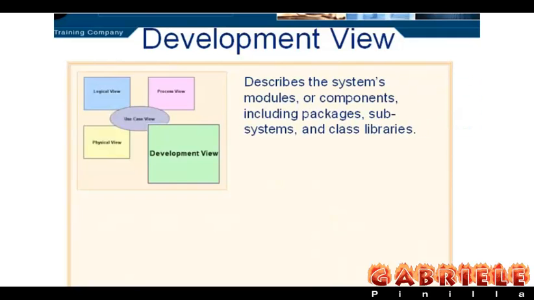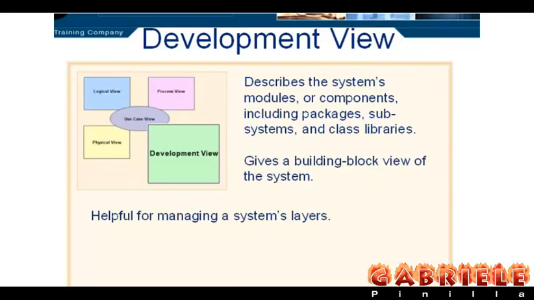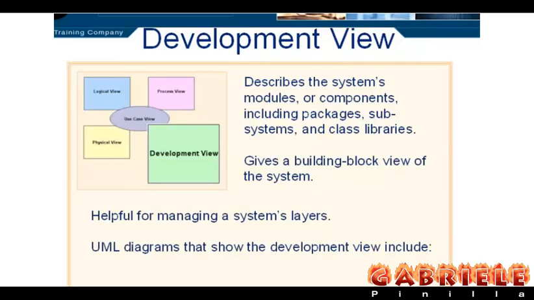Next, the development view. The development view describes the system's modules or components, including packages, subsystems, and class libraries. This view gives what you might call a building block view of the system because of the way it looks at modules. And the development view is very helpful in managing a system's layers. UML diagrams that show the development view include component diagrams and also package diagrams.